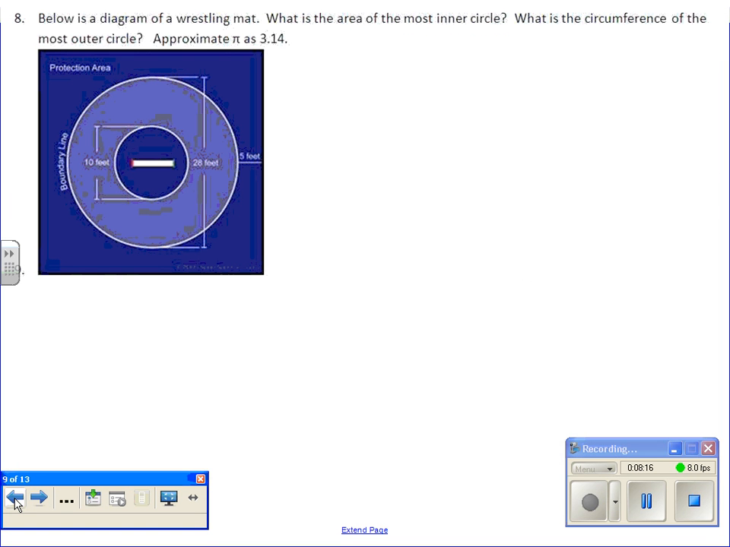So below is a diagram of a wrestling mat. What is the area of the innermost circle? What is the circumference of the outermost circle? And we're going to approximate pi as 3.14. Okay, so we're going to go ahead and start with area. Okay, area is going to be equal to pi times radius squared.